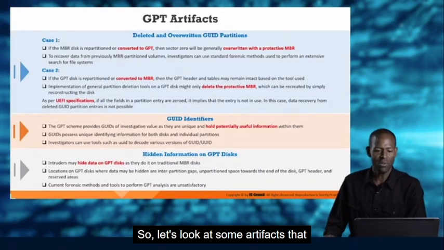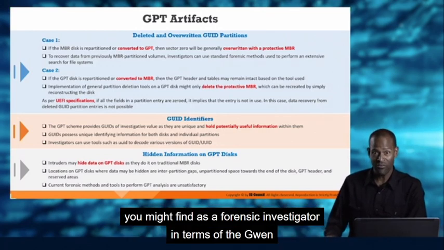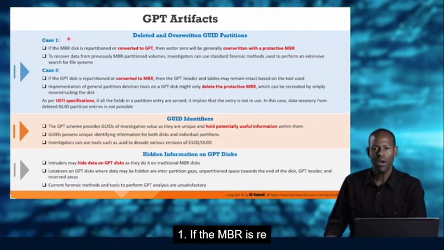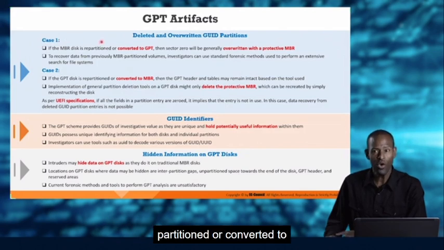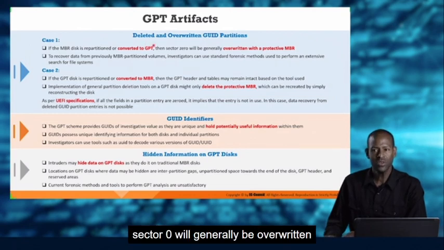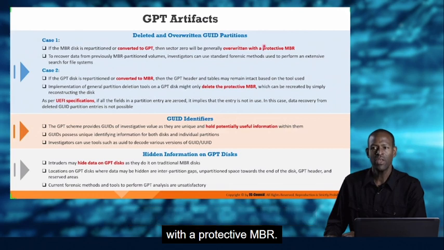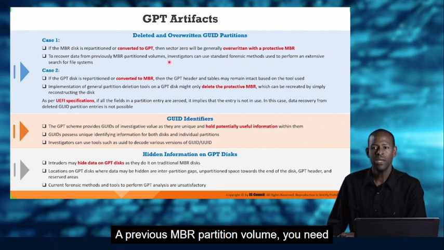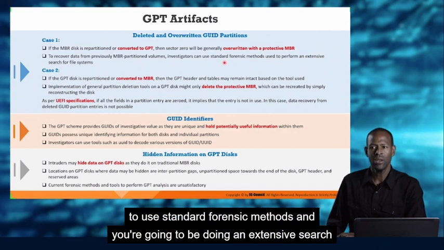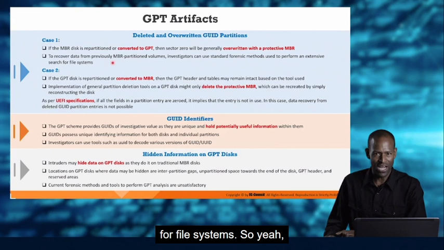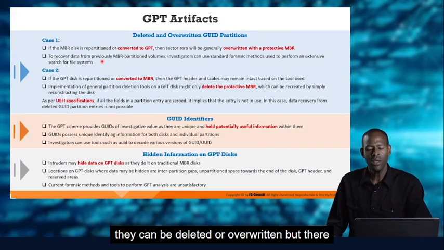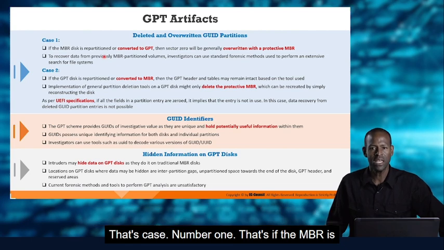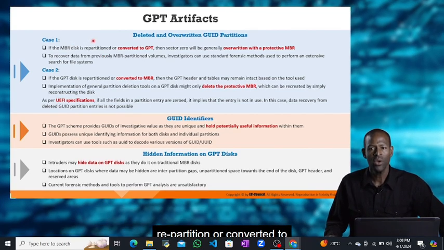So let's look at some artifacts that you might find as a forensic investigator in terms of the GUID partition table. Let's look at a case. Case one, if the MBR is repartitioned or converted to GPT, then sector zero will generally be overwritten with a protective MBR. So if you want to recover the data from the previous MBR partition volume, you need to use standard forensic methods, and you're going to be doing an extensive search for file systems. So yes, they can be deleted or overwritten, but we have ways of still pulling out information from those file systems. So that's case number one. That's if the MBR is repartitioned or converted to GPT.